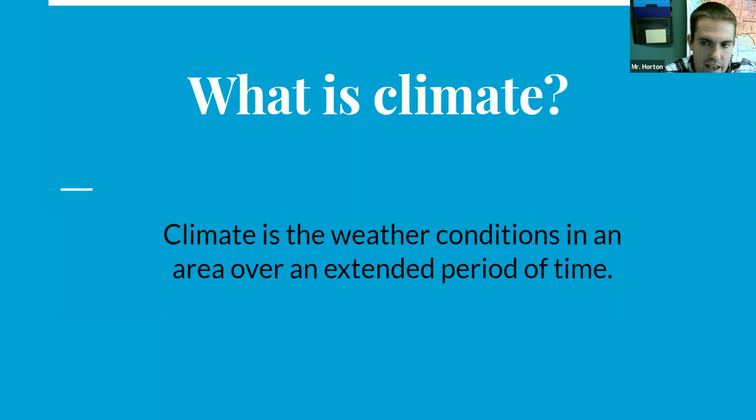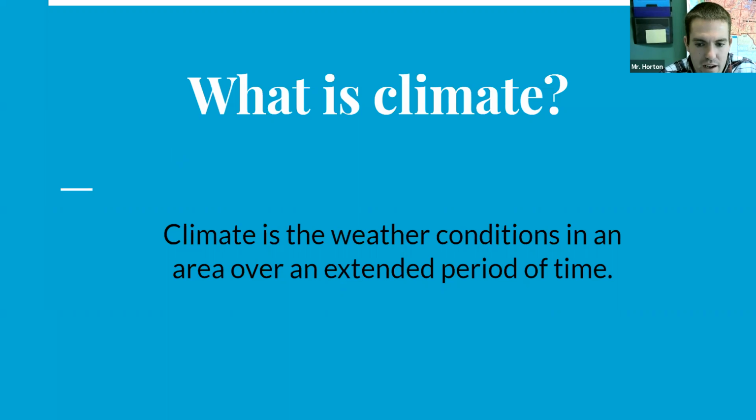So the climate is basically the weather conditions in an area over an extended period of time. That is what climate is. And there are many different climates around the world, which we're going to cover, just about 8 of them today, in brief detail.